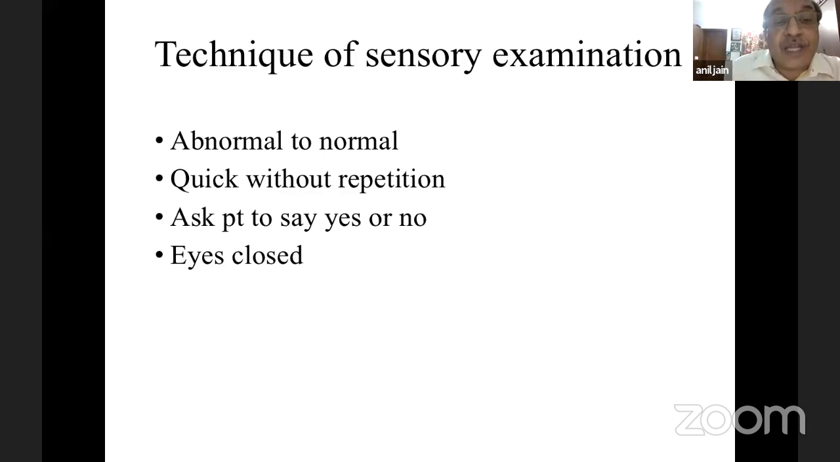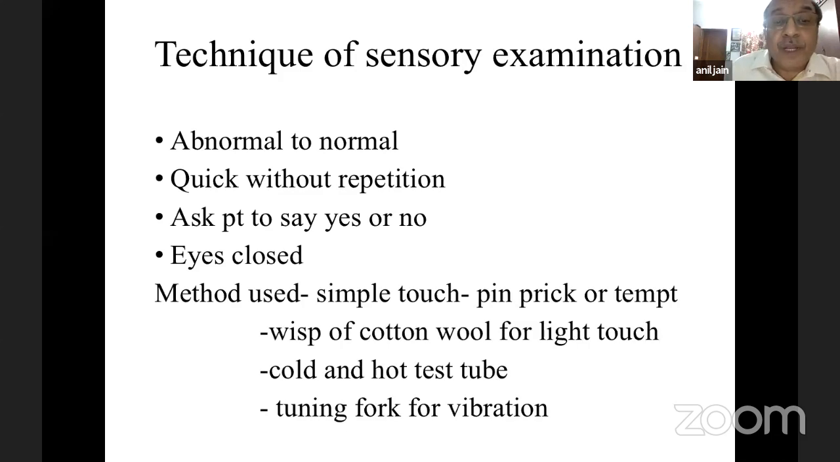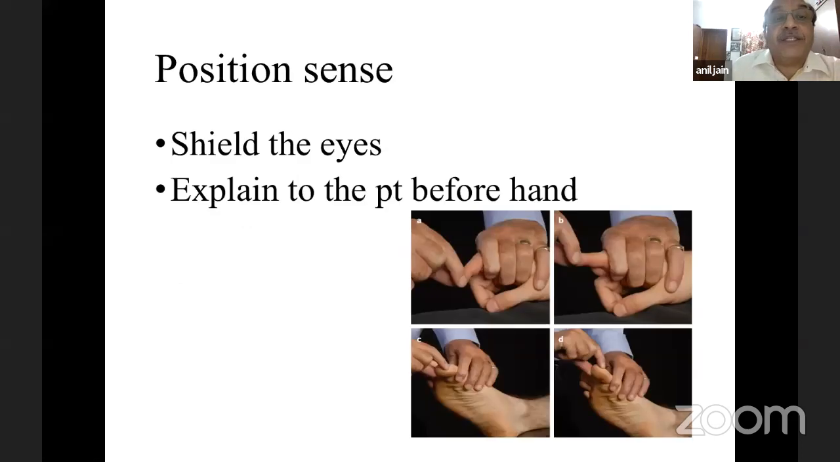Ensure that the patient's eyes are closed. And the items used for simple touch, pin prick or temperature: a wisp of cotton is used for light touch, cold and hot test tubes for temperature, a tuning fork for vibration, and certain blunt and sharp things for pin prick, or maybe you can take some pins.